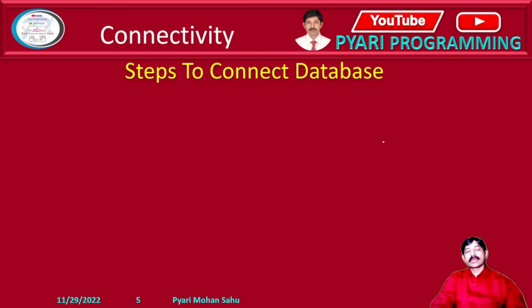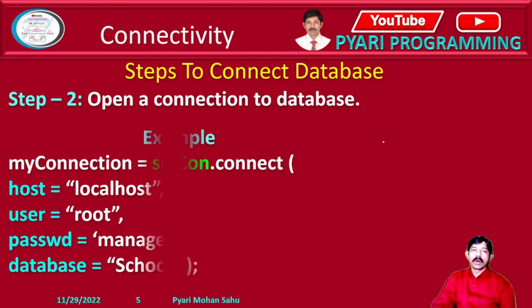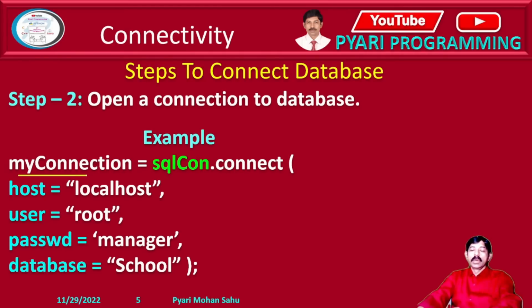So let's see an example to make your concept clear how we can use the function. Here the example says sql.con.connect, and it returns an object, as I already told you, that is stored in my connection object. If you feel it is a bigger one, you can make it short like this, mycon. To make you understand, I have taken a bigger one so that you can understand this is for my connection object.